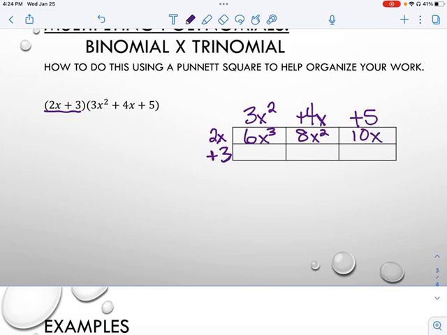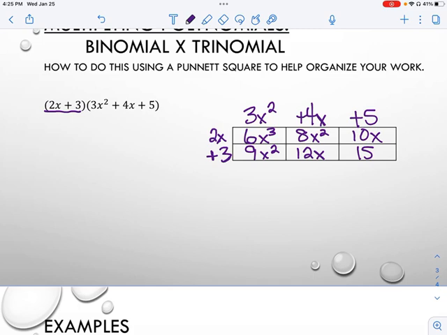Then I drop down to the second row. So I have 3 times 3x squared, that's 9x squared. 3 times 4x, that gives me 12x. And then 3 times 5, that gets me 15.